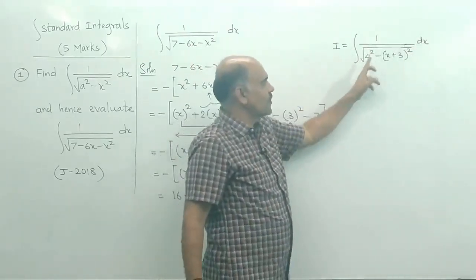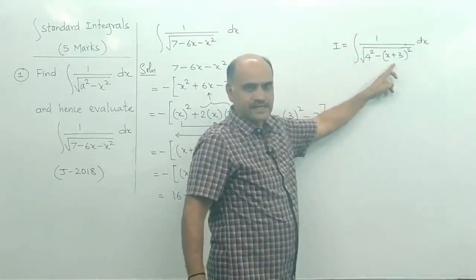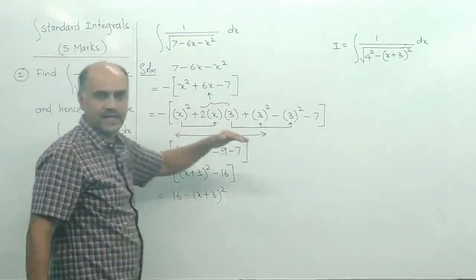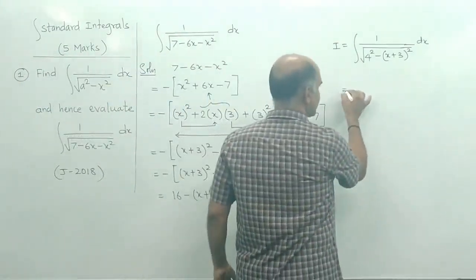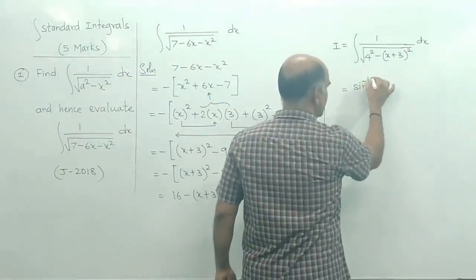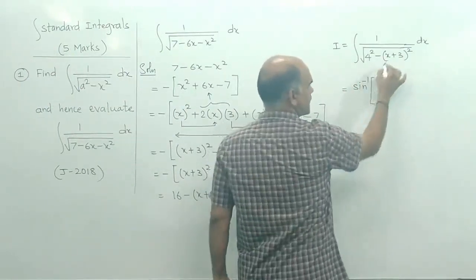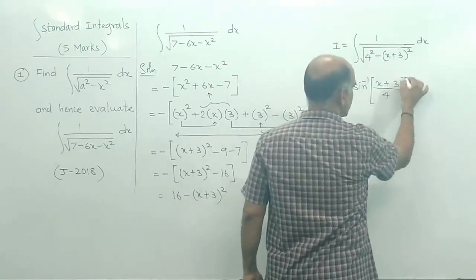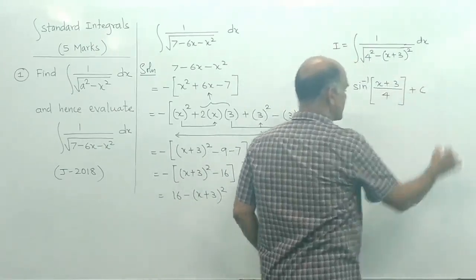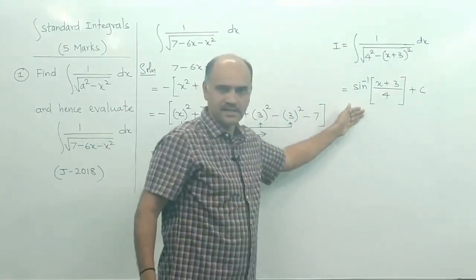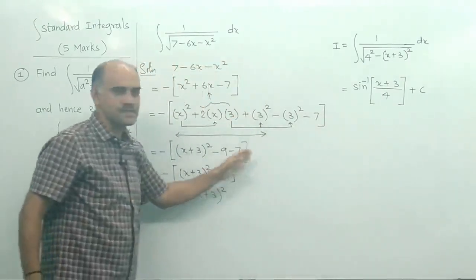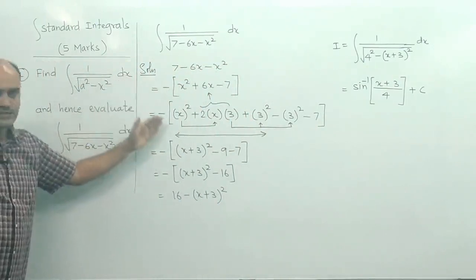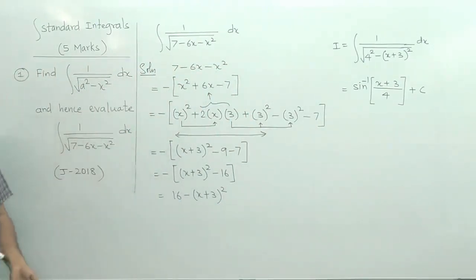So now this is in the form of 1 by root of a square minus x square. So 1 by root of a square minus x square, just as we derived the formula, it is sine inverse x by a. So x is x plus 3, a is 4, bracket complete plus c. So 1 mark for this answer, 2 marks for problems, 3 marks for the derivation. So you can pause, solve this, then we will go for the next problem.